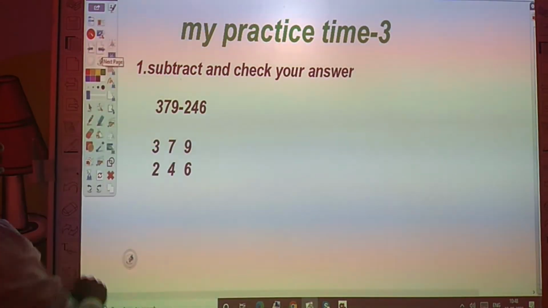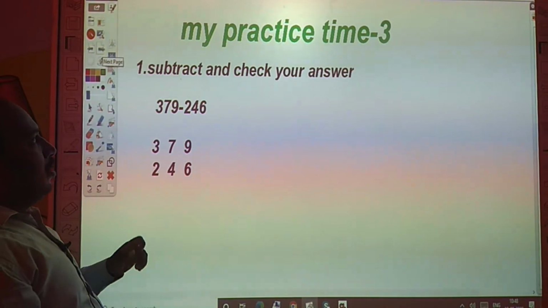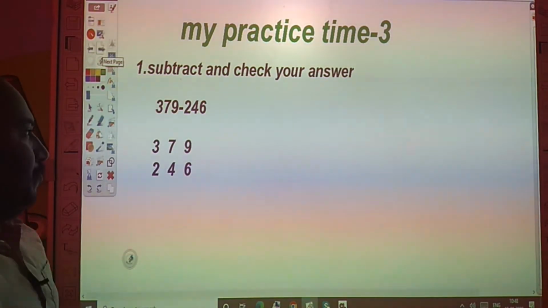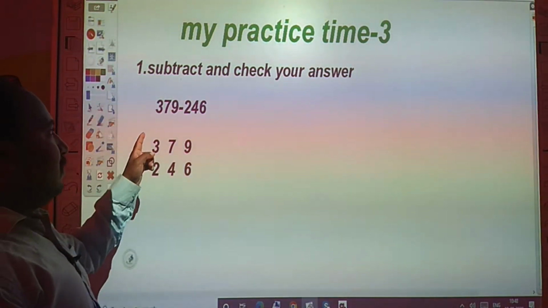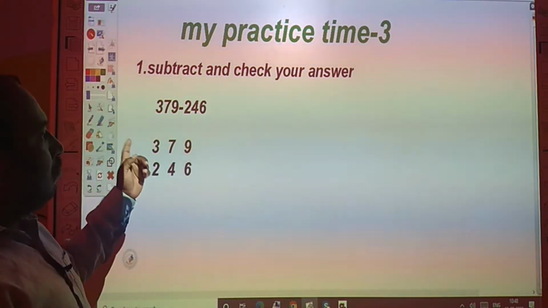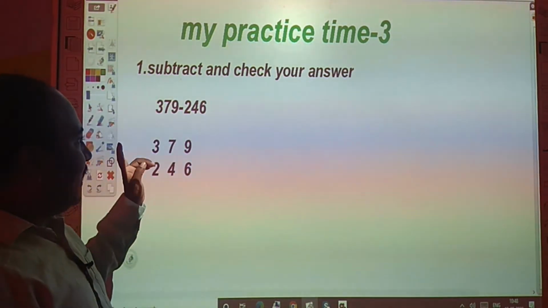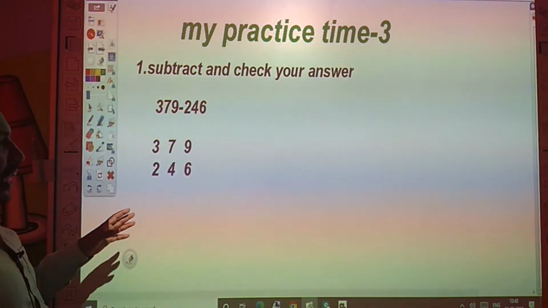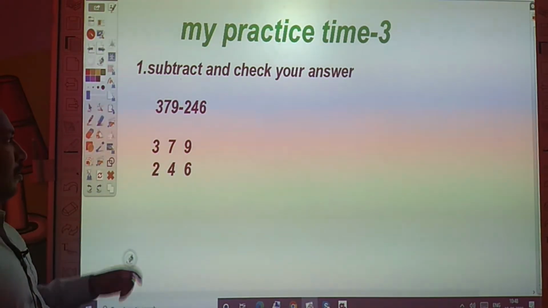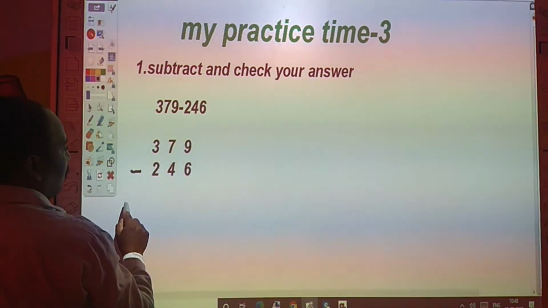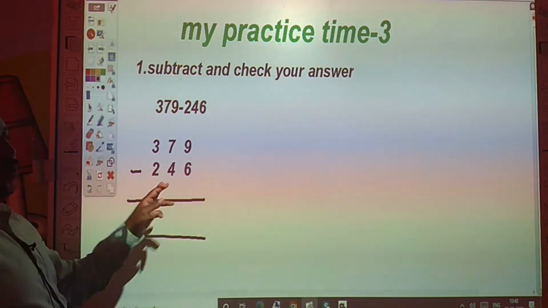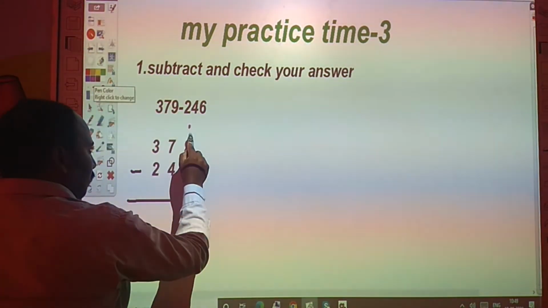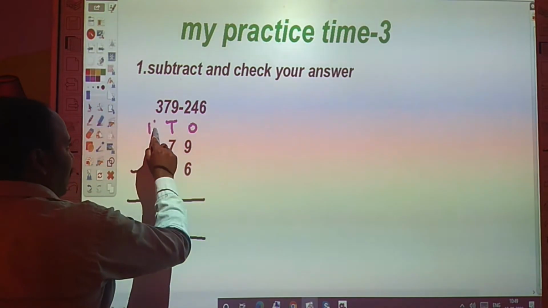Next one, practice time 3. Subtract and check your answer. First we want to subtract. The given sum is 379 minus 246. First we write the number vertically, 379 minus 246. Take the place values ones, tens and hundreds.